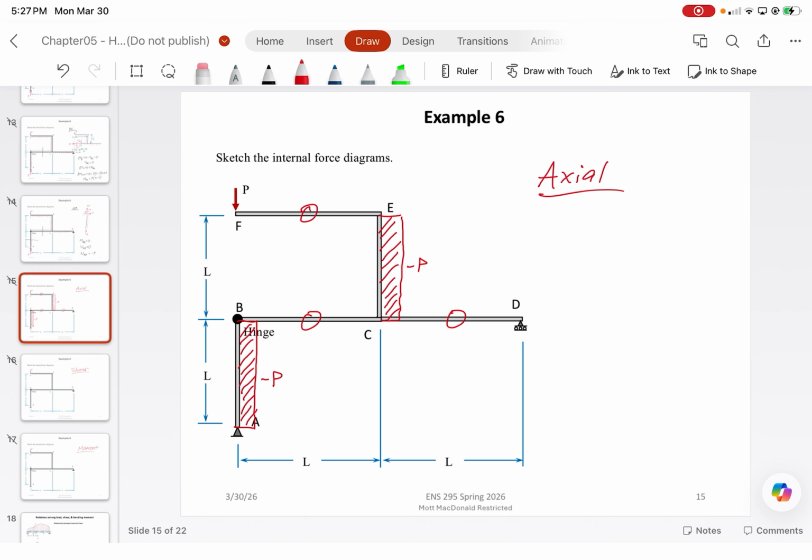Now for shear force diagrams. What was the shear force in member FE? Negative P. All right. So negative P. The shear force in member EC. 0. Shear force in member CD. Also 0. BC, positive P.